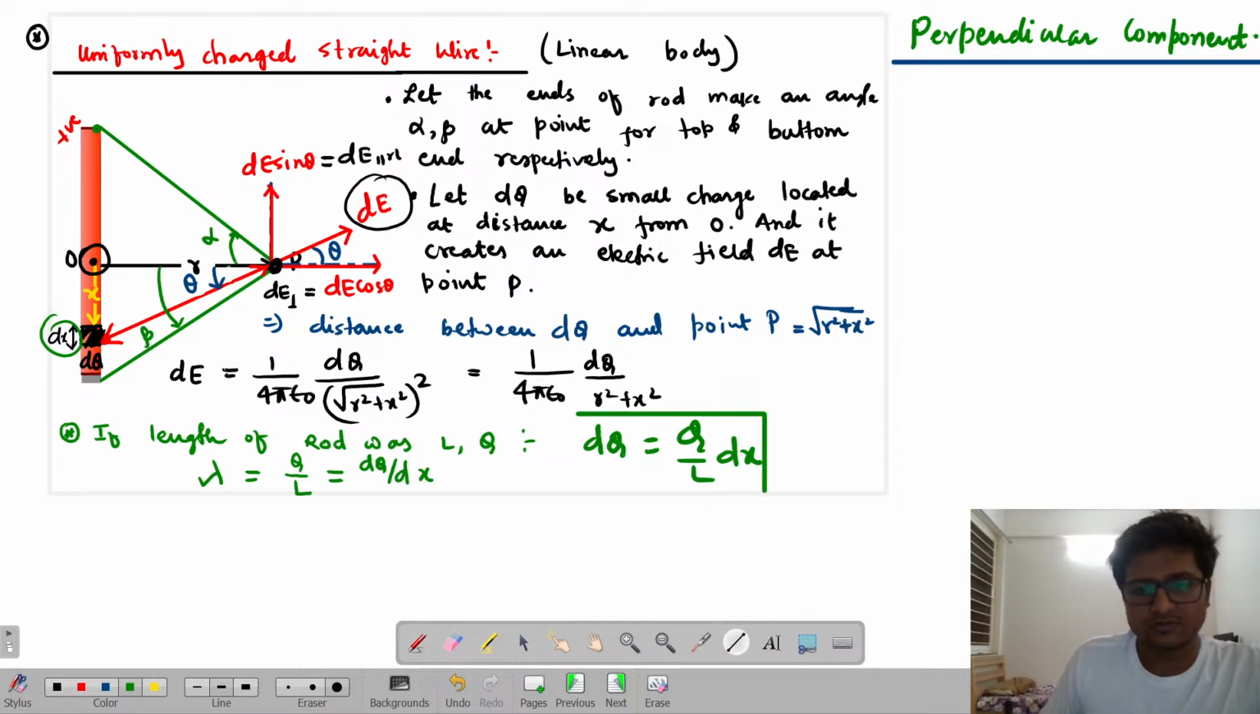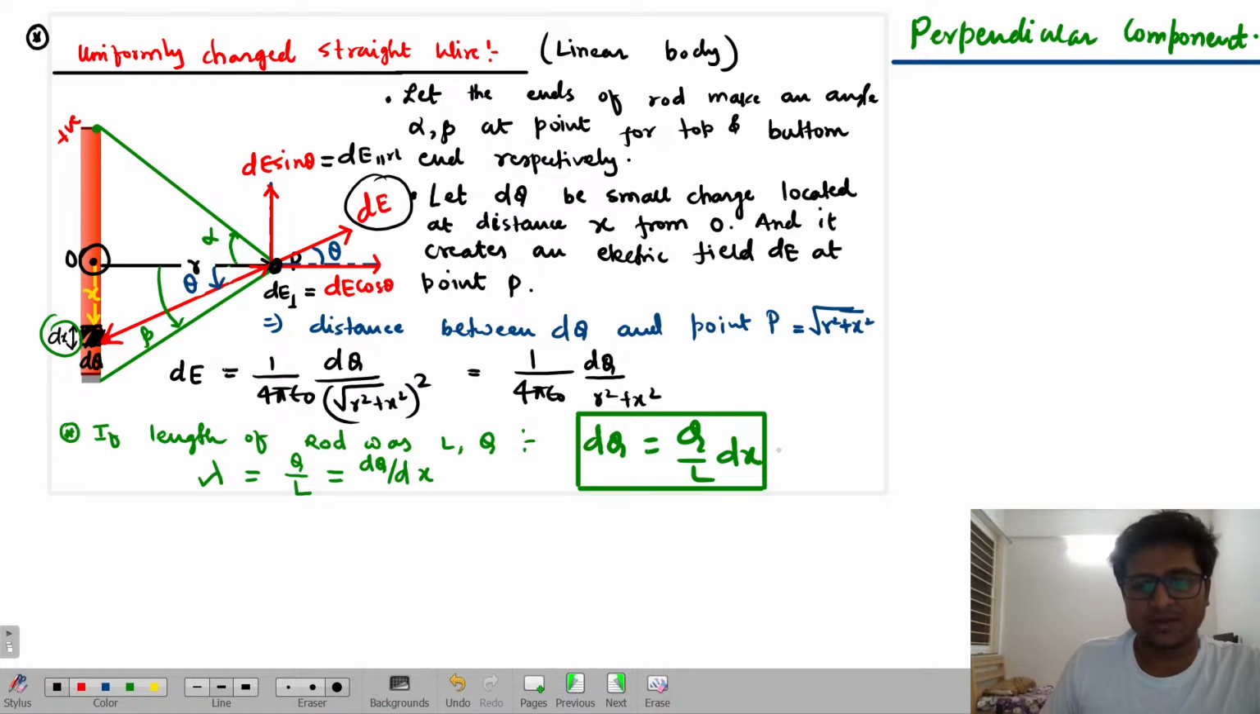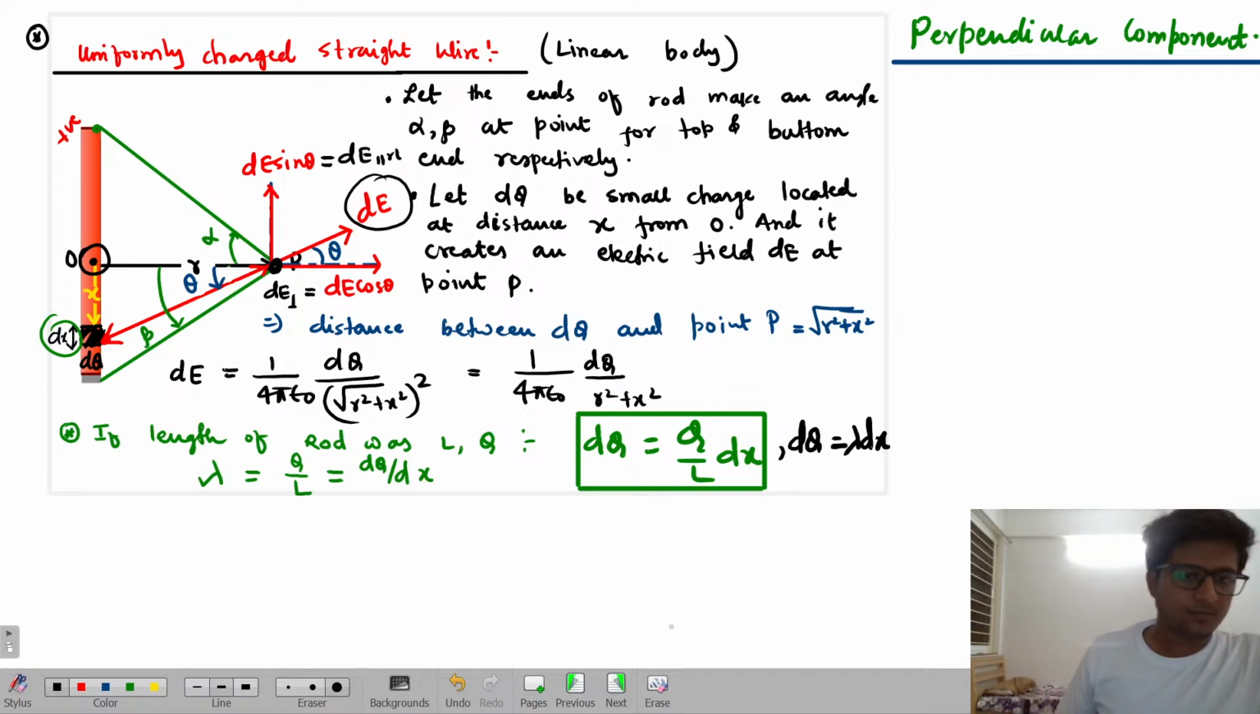In some of the books, you will see that Q and L are not given. Means they tell that the rod has uniform charge density lambda. So over there dq is written as lambda dx. Are you able to get me or not for the rod? Okay, because this won't be there.